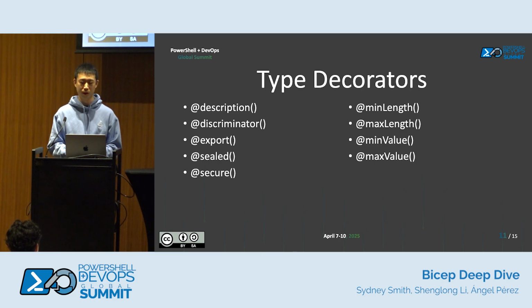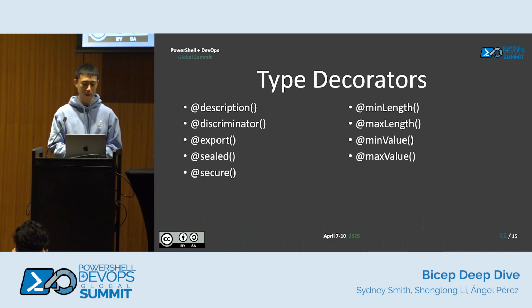Discriminator is really used in a tagged union or a discriminated union. It tells the type system which variant is currently in use. Export marks a type as exportable so that you can import it in another module. This essentially makes a type reusable across modules.